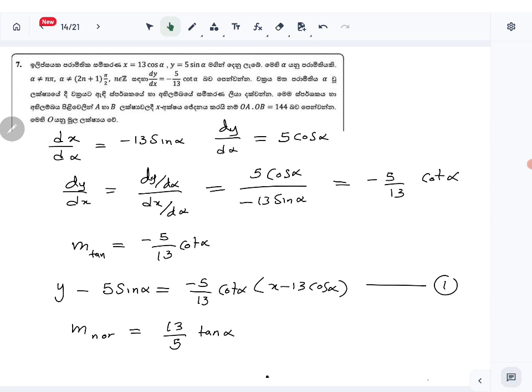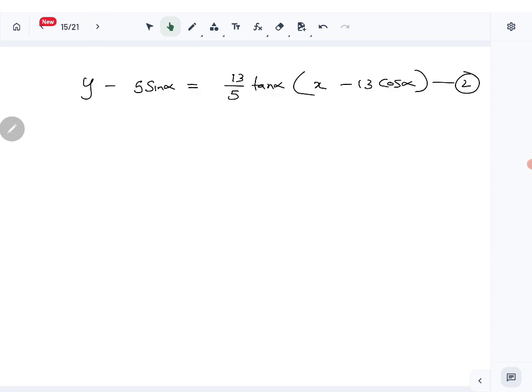So now we have to find those 2 points, no? First let's find A. A is the point where the tangent line cuts the x-axis. So that is the x-intercept. So the y value is 0. So substitute y equals 0 into the first equation, into 1, to find the x coordinate of A. Right. So what do you get?